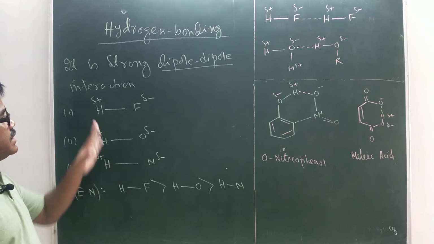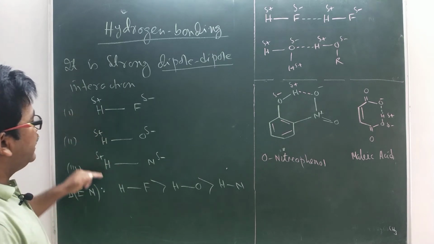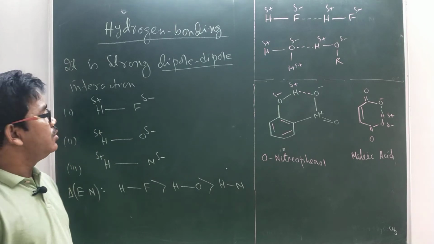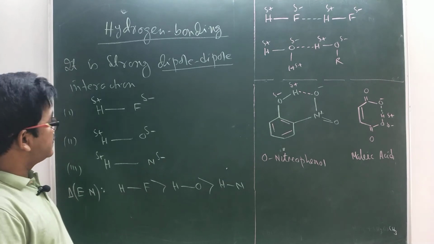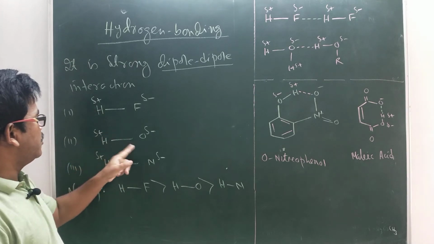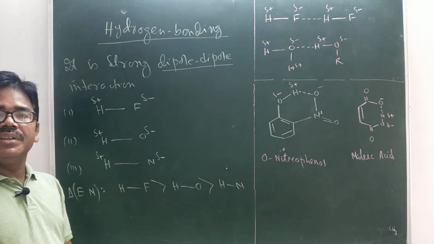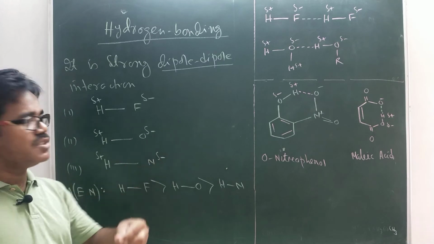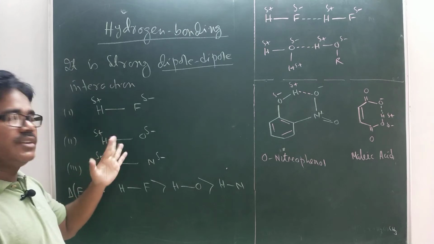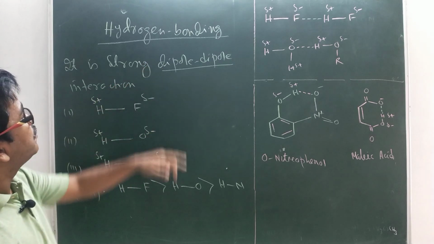Clear? The basic condition for a molecule to exhibit hydrogen bonding is the presence of any one of these three bonds: hydrogen-fluorine bond, hydrogen-oxygen bond or hydrogen-nitrogen bond. Then only can hydrogen bonding be there. There are a few exceptions we will talk about later on, but this is the basic condition. Clear? It is a strong dipole-dipole interaction.